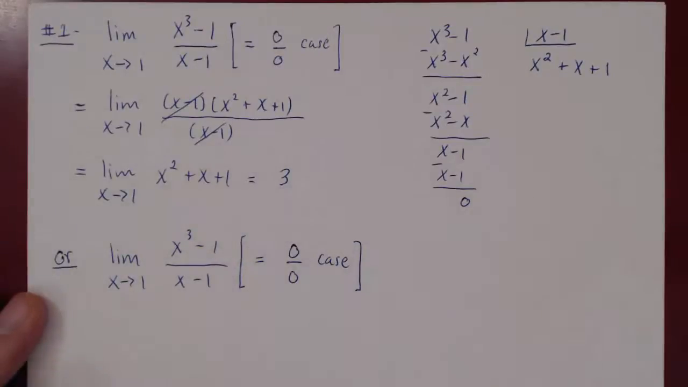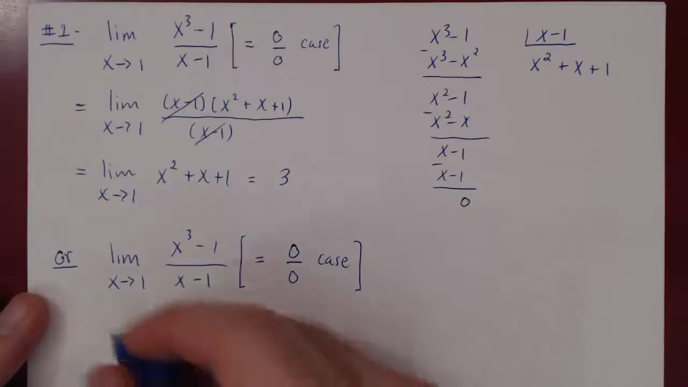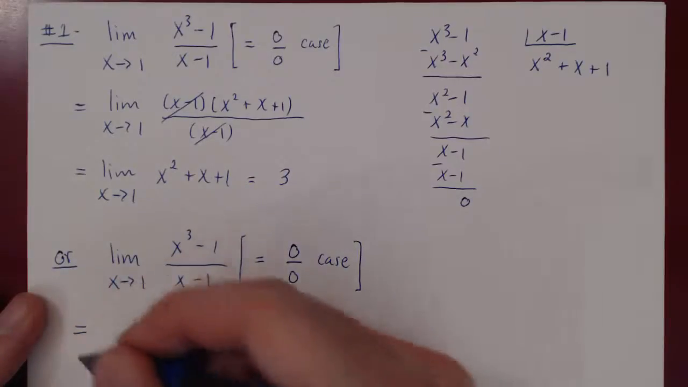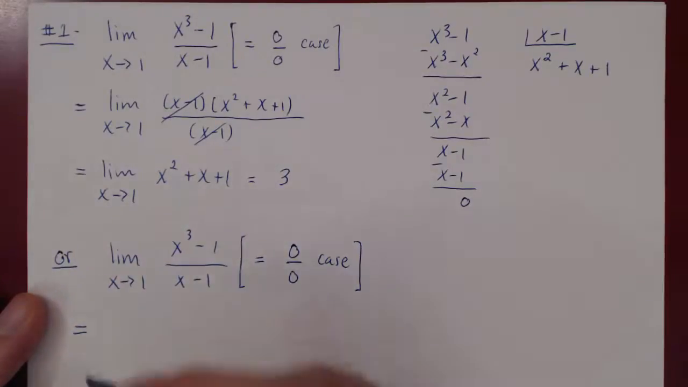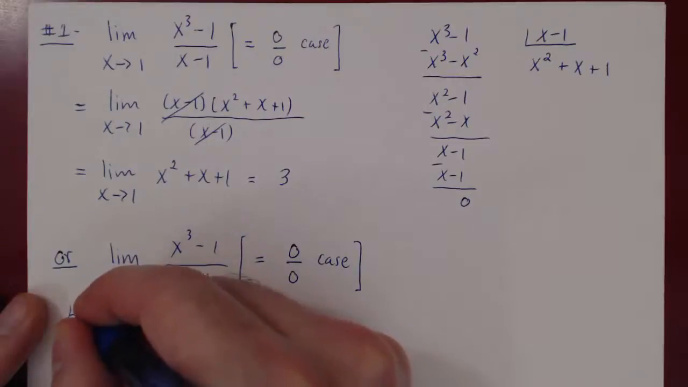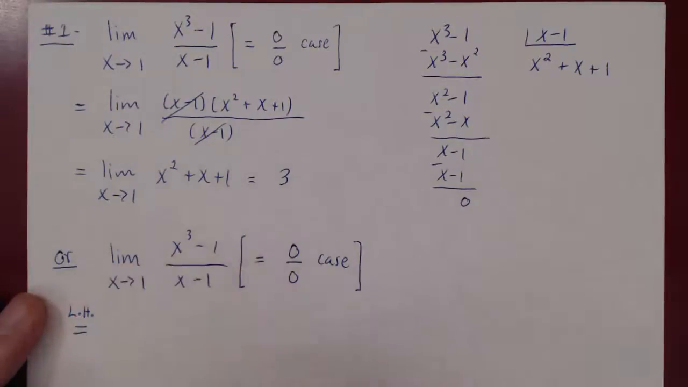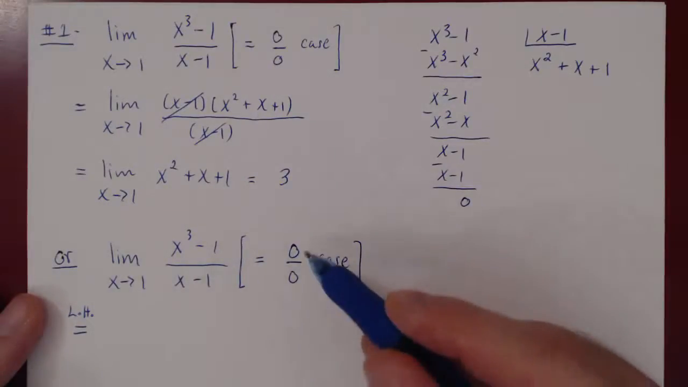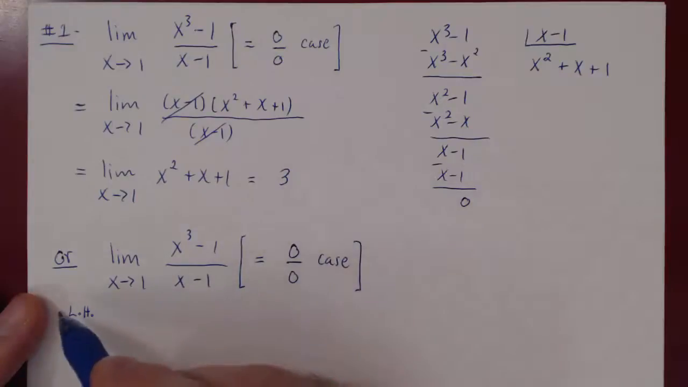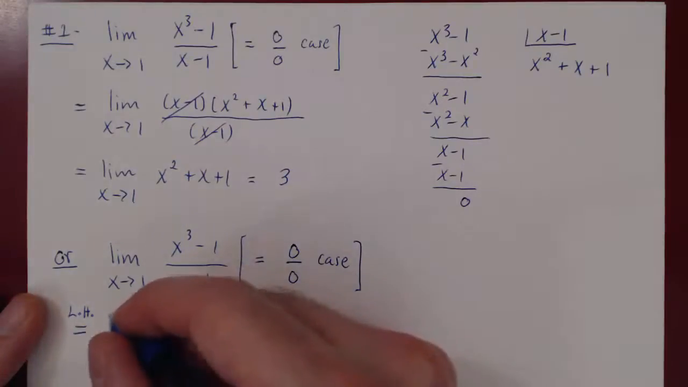Every time you use L'Hopital's rule, here's what I want you to write down. The limit of this by L'Hopital's rule will equal to, and whenever you use L'Hopital's rule, write LH to specify that you go from here to here using L'Hopital's rule, and because we have a 0 over 0 case, this justifies that we are allowed to use L'Hopital's rule.